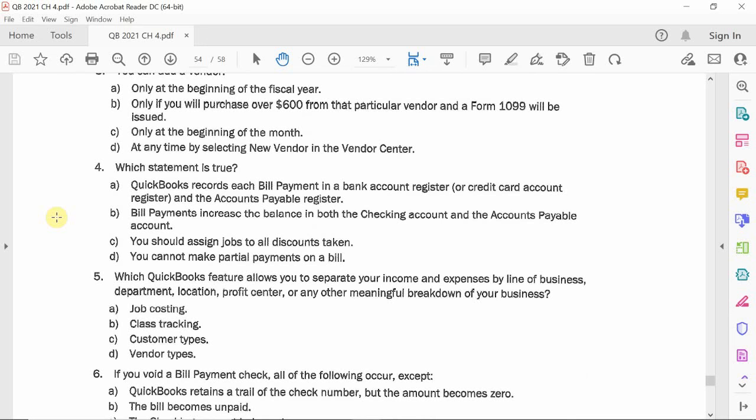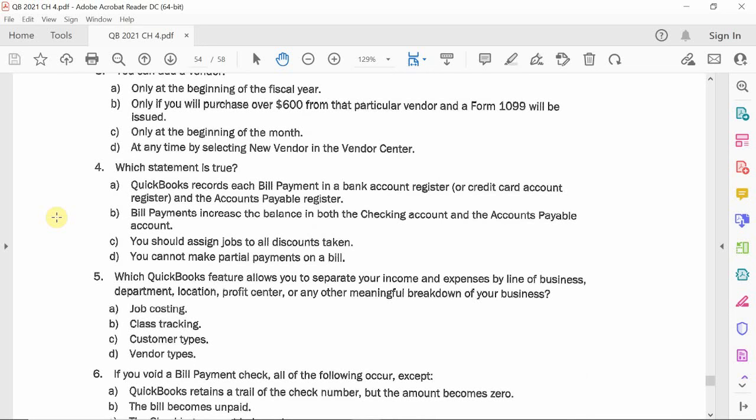Okay. Number 4, which statement is true? A. Okay, so let's take a look at A. QuickBooks records each bill payment in a bank account register, a credit card account register, for example, and then an accounts payable register. So yes, A is in fact true, because that's what it does. Bill payments especially affect the accounts payable account, right?